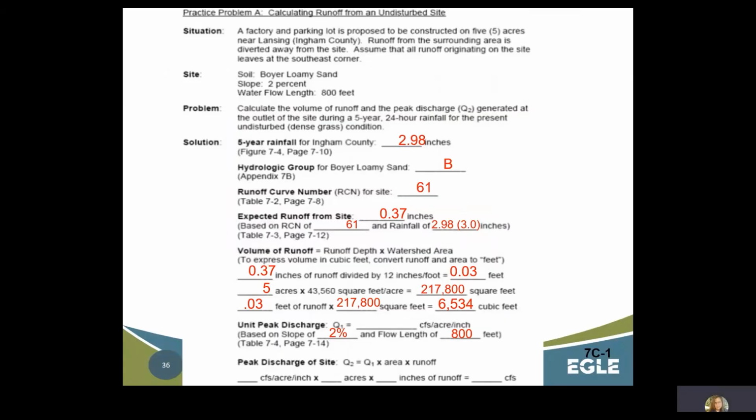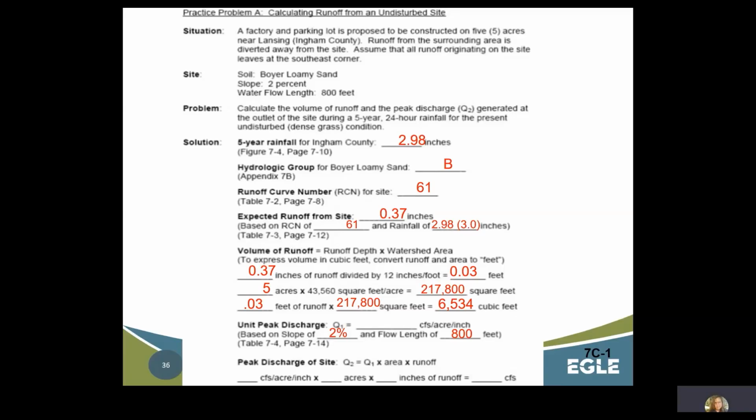Now that we have found all this information, we can next calculate the volume of runoff, which is the runoff depth multiplied by the watershed area. It is important to pay close attention to the units as we will have to change inches to feet and acres to square feet in order to determine volume in cubic feet. The conversion is on this page for your ease.